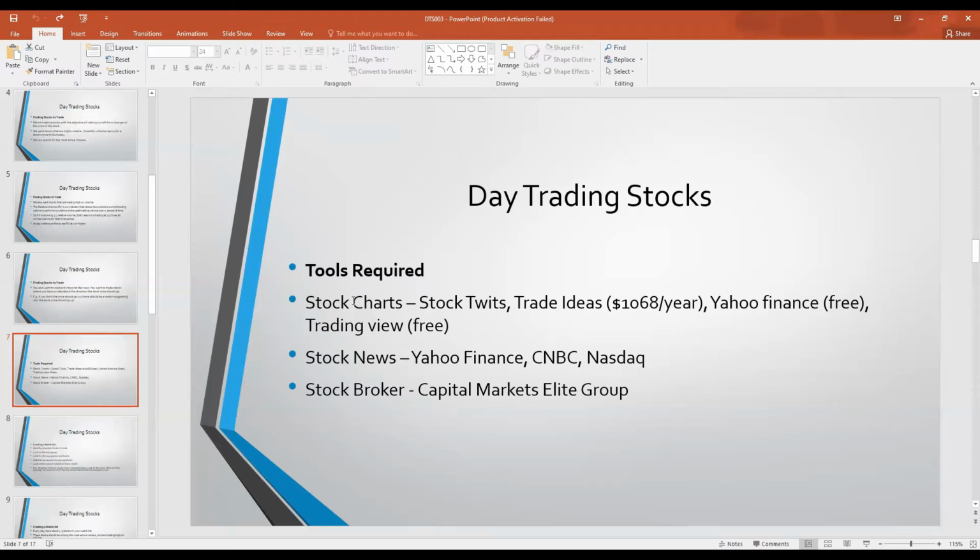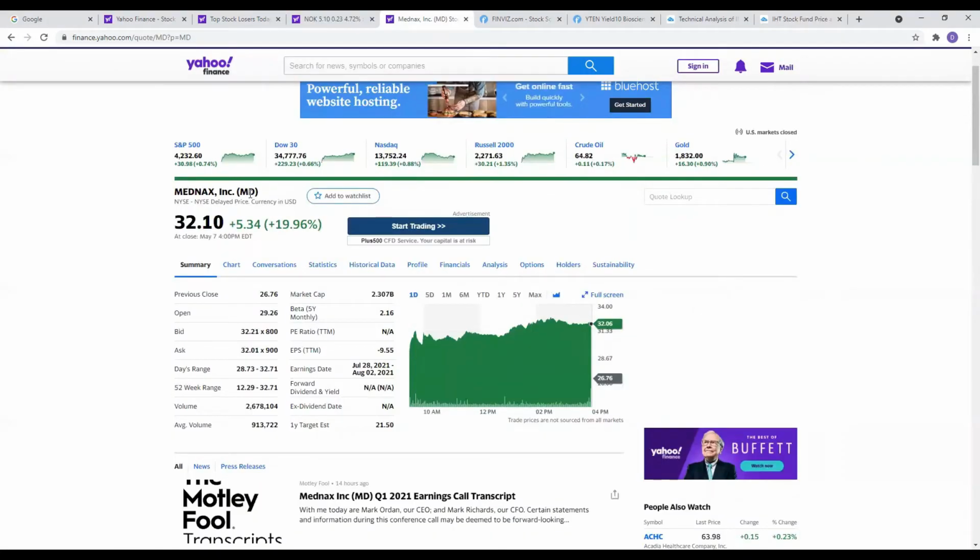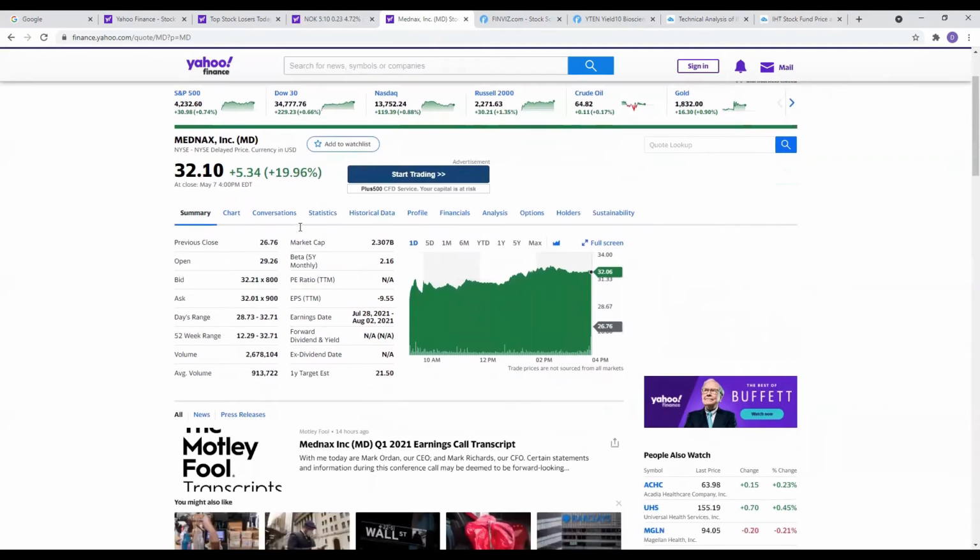Since I trade based on fundamental analysis, I recommend that any trader that is interested in trading stocks consider the news. If a stock trader wants to consider the news, they can look at Yahoo Finance, CNBC, or NASDAQ. Let me show you where you can find the news on Yahoo Finance. So this stock here is MD, Mednax Inc. This stock price is up by 19.96%. Why is the stock price going up?